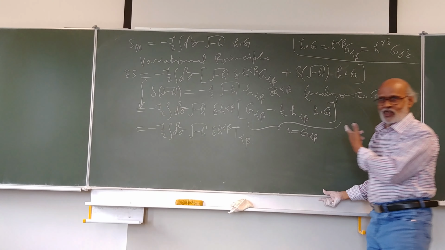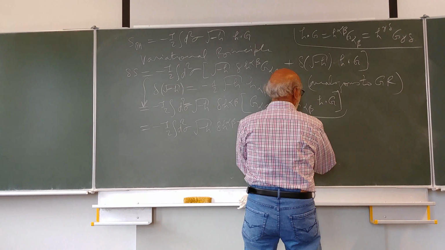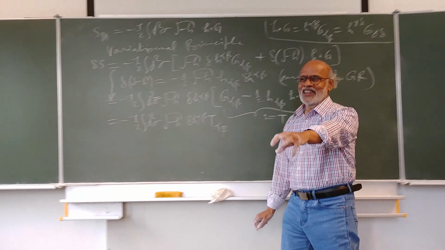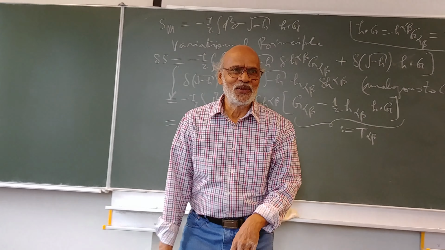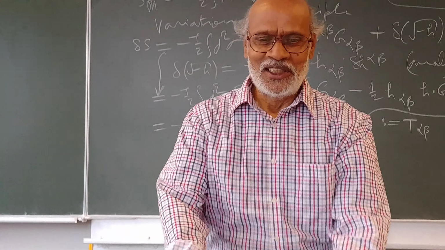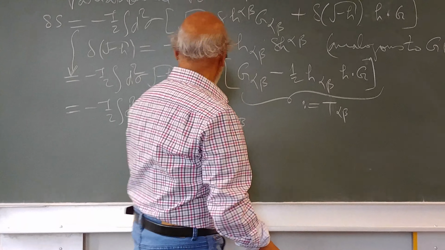This I defined as, no, G alpha beta. Sorry. Thank you. Huge mistake. You can do that. Yes, it's very easy to make blunders in life. Yes. Okay. So this is T alpha beta.